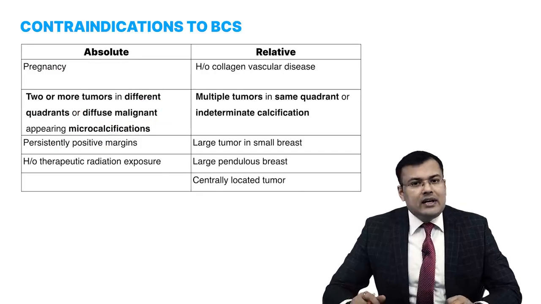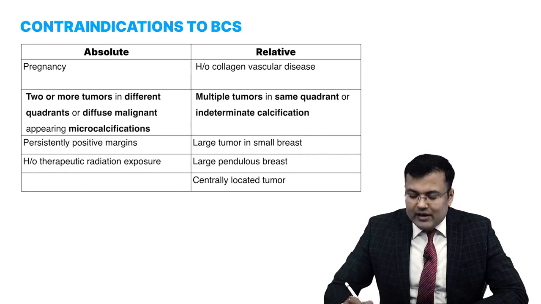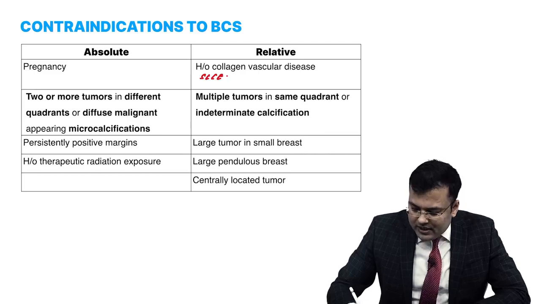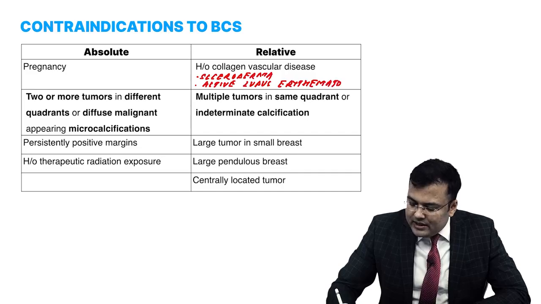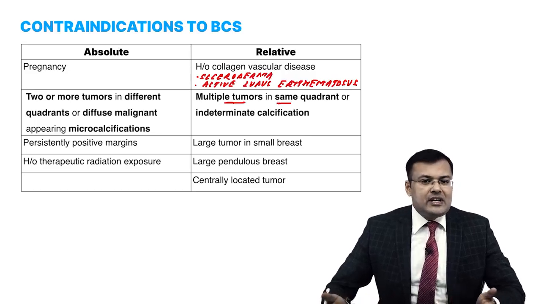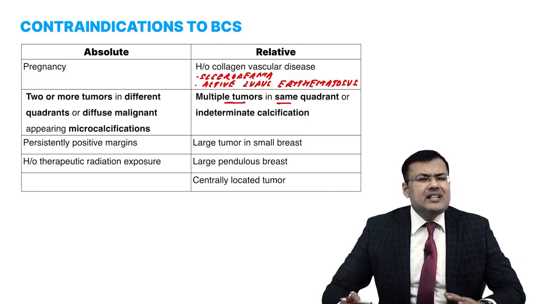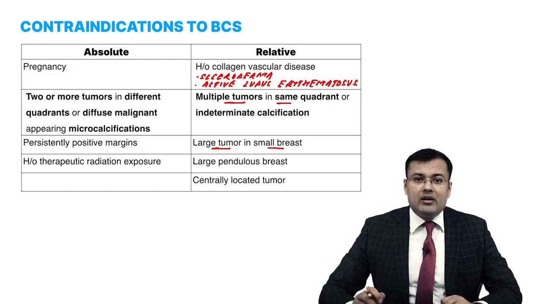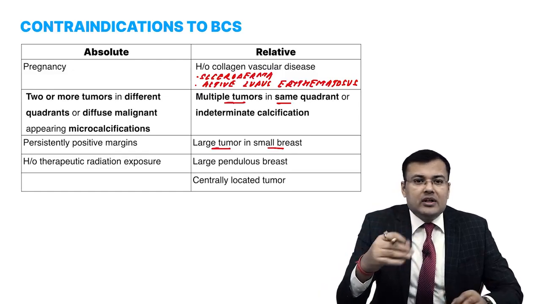Now see the relative contraindications. First, patients who have collagen vascular disease, for example scleroderma or active lupus erythematosus. Clear? After that, multiple tumors in the same quadrant, or indeterminate calcification, meaning the nature of the calcification is not known. Next, large tumor in a small breast. The size of the breast is small but the tumor is large, so if you remove the tumor, nothing is left.